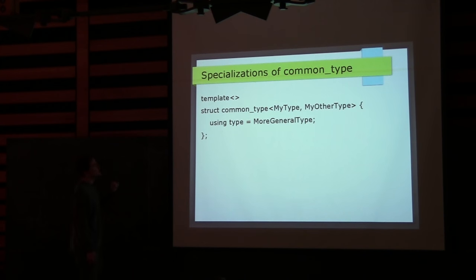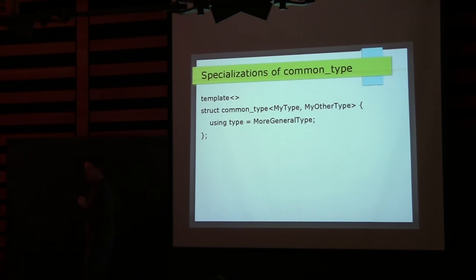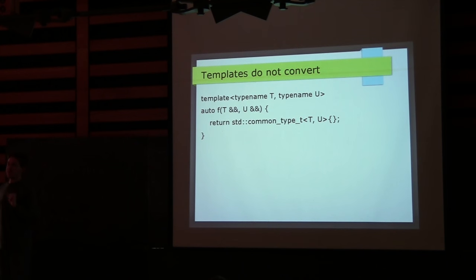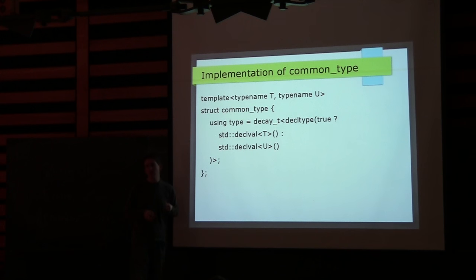The reason is, my specialization lists my types exactly. If I pass in an L value, the arguments passed to common type are going to be my type ref, my other type ref. The exact nature of templates means this specialization won't be found, and instead we'll go to this, and it'll either do the wrong thing or it won't compile. A better implementation of common type would be one that says, is T the same as std::decay T, and is U the same as std::decay U, and if it is, do this. Otherwise, it's common type with the arguments decayed.